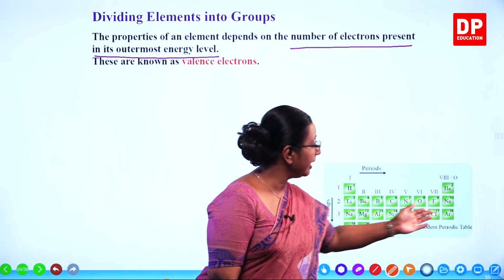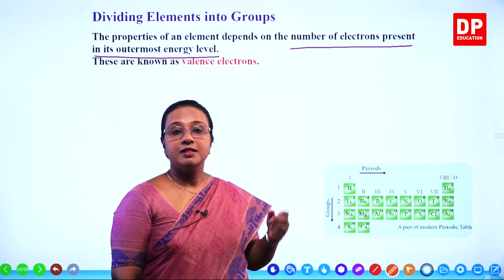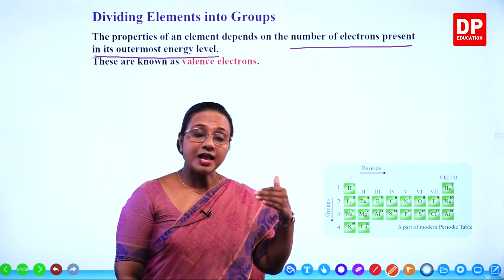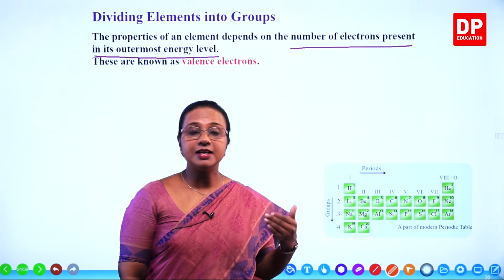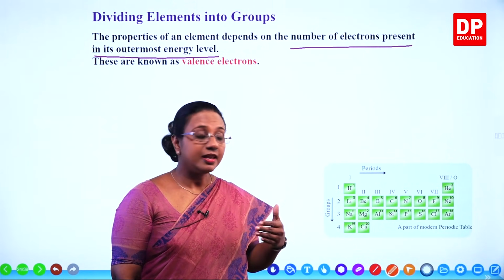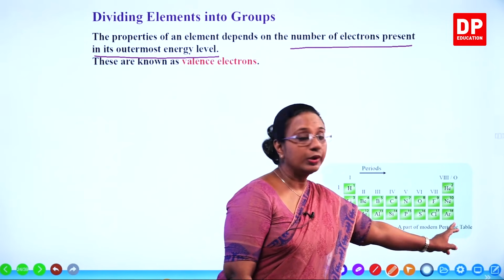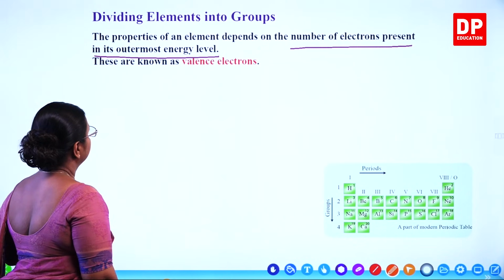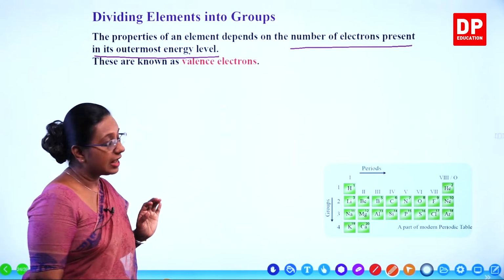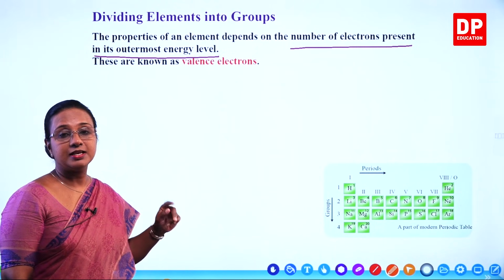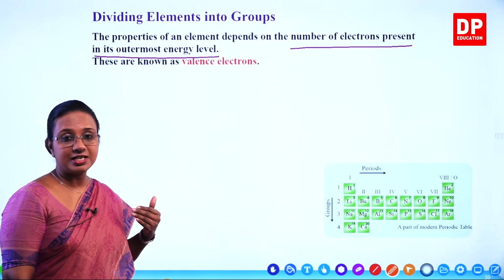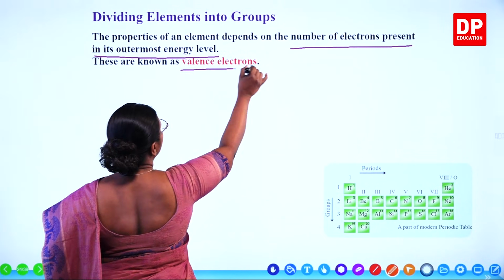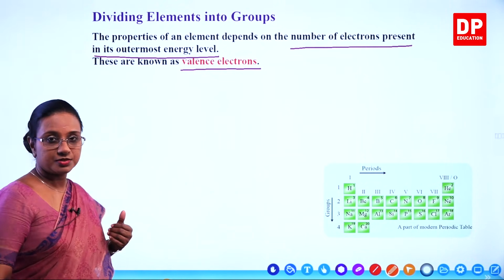Same for the elements of the third period. They had 3 energy levels that have electrons, but the number of electrons in the third energy level varied from 1 to 8. So because of that, the number of electrons present in the outermost energy level is given a special name, valence electrons.